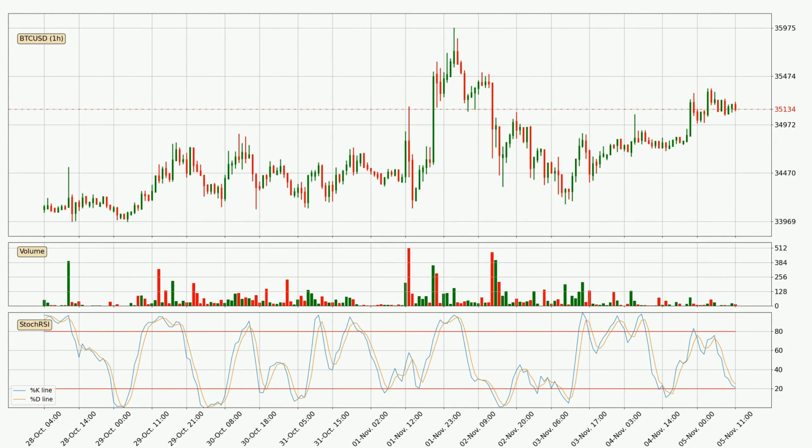Jumping to the hourly stochastic RSI, the stochastic RSI currently shows no overbought or oversold conditions, but the %K line is below the %D line, which means the current trend is on the downside.